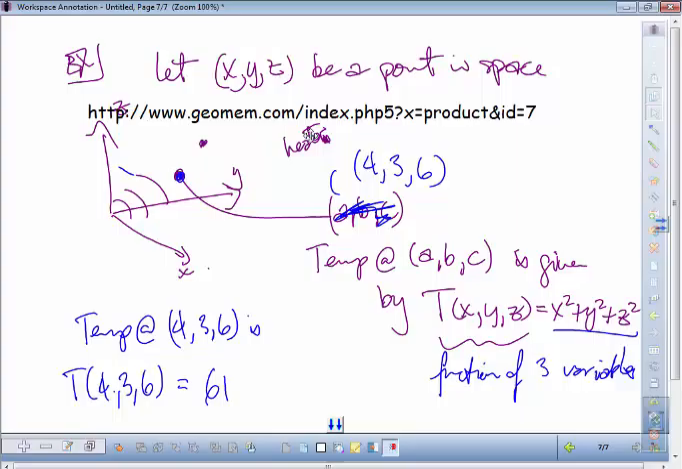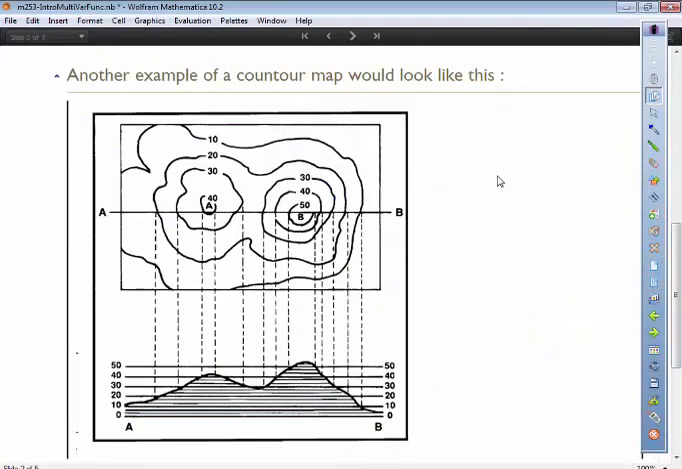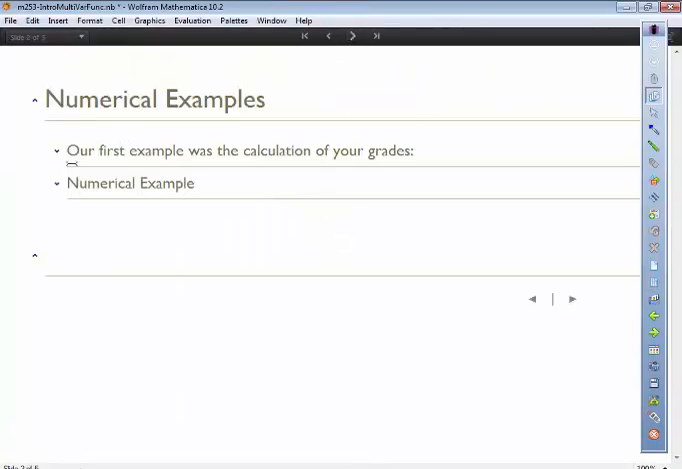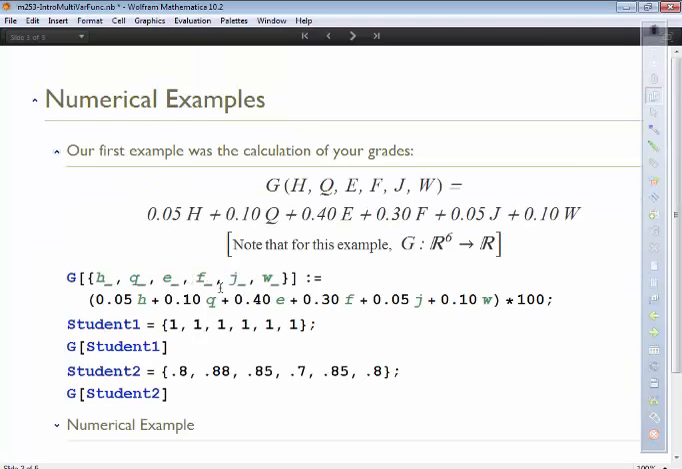All right. Are you getting the feel for these functions of several variables? So these are the graphical points of view. We can also look at them from a numerical point of view. Your grade, for example, is a function of your homework, your quizzes, your exams, your final exam. What else do we have?